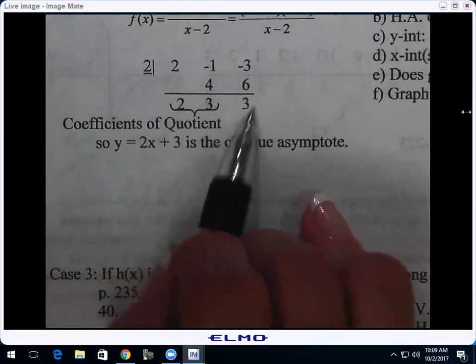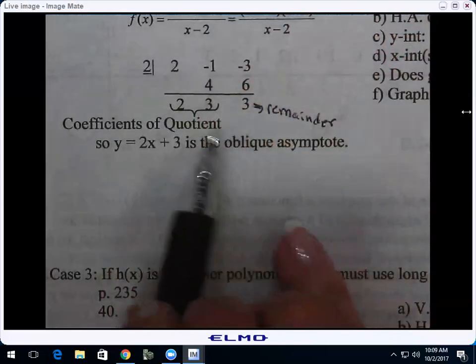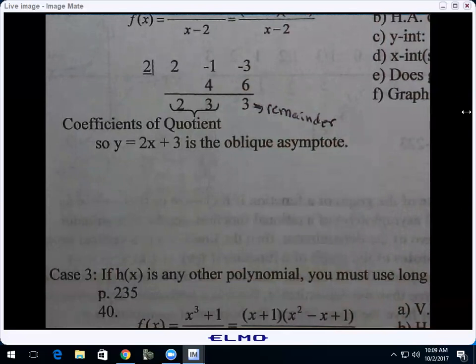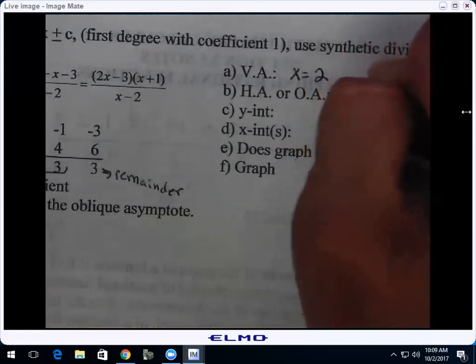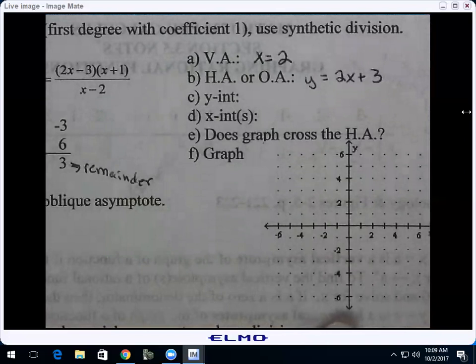What's this 3 on the end? That's the remainder. The remainder is not part of the oblique asymptote. The oblique asymptote is just the quotient, which is 2x plus 3. So y equals 2x plus 3 is the oblique asymptote.